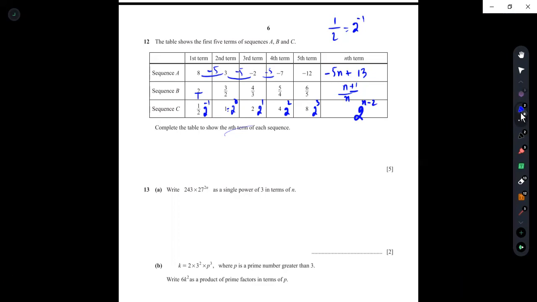So we have mentioned all the nth terms of all the sequences. And this carries 5 marks. Okay, write 243 times 27 raised to the power 2n as a single power of 3 in terms of n. So as a single power, that means there should not be multiple numbers and we should have only 3 raised to the power something. No other power should be there.